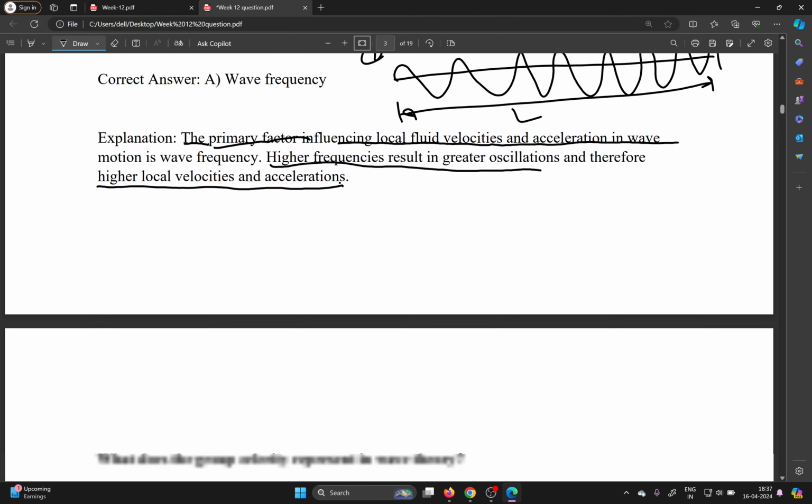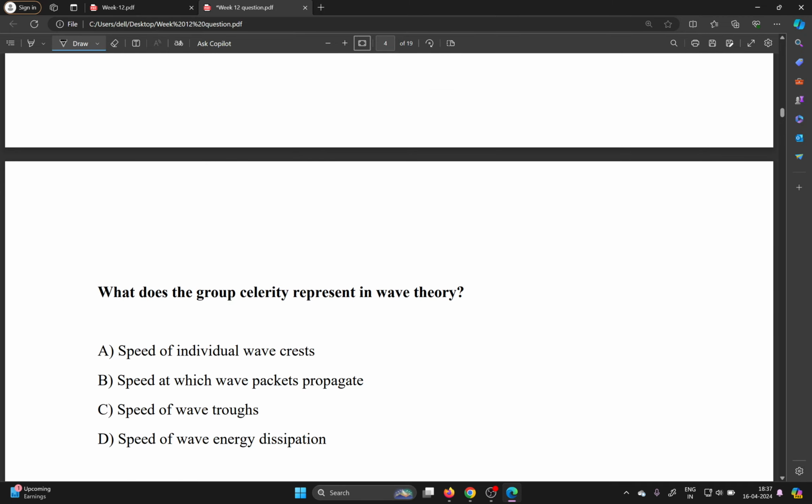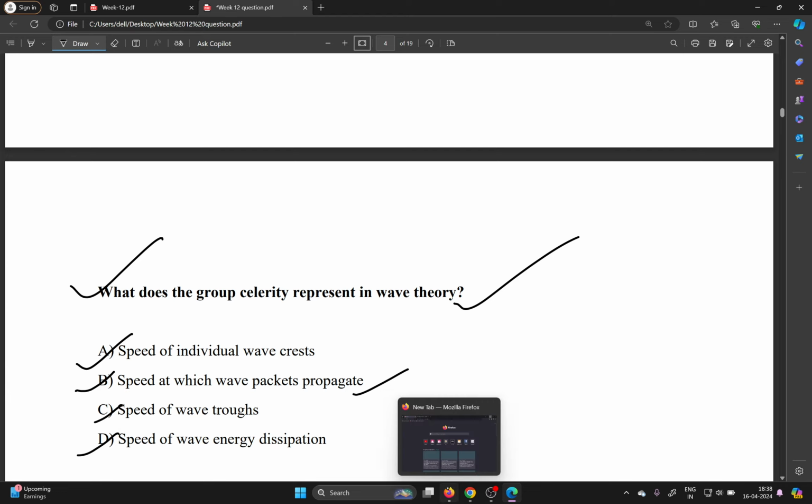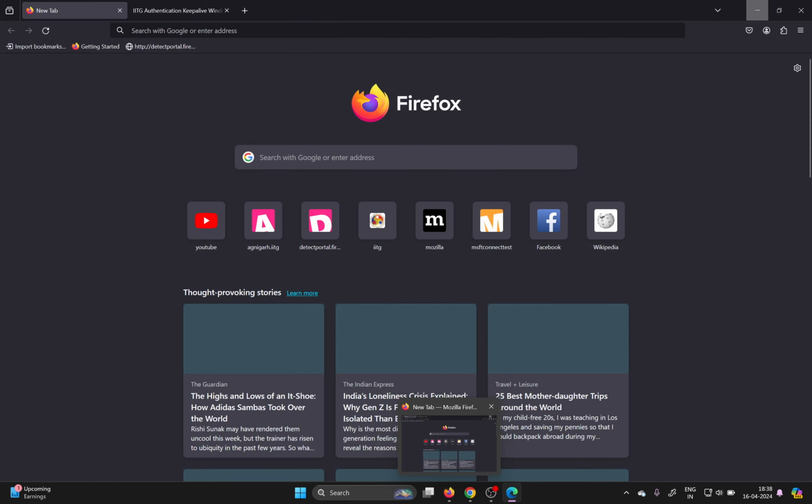Now moving ahead to the next question: what does the group celerity represent in wave theory? Here we are talking about the group celerity. The options are: the speed of an individual wave crest, the speed at which a wave packet propagates, the speed of wave troughs, or the speed of wave energy dissipation. So please think on that.